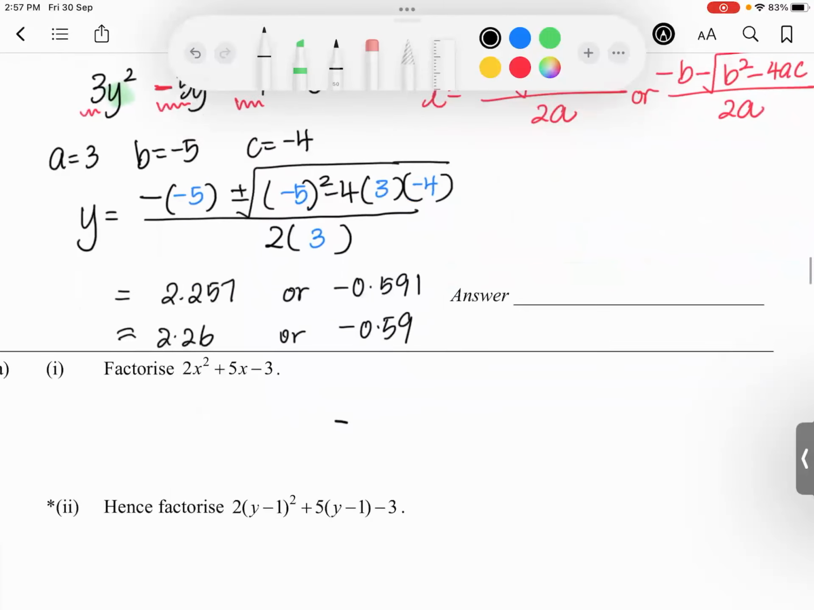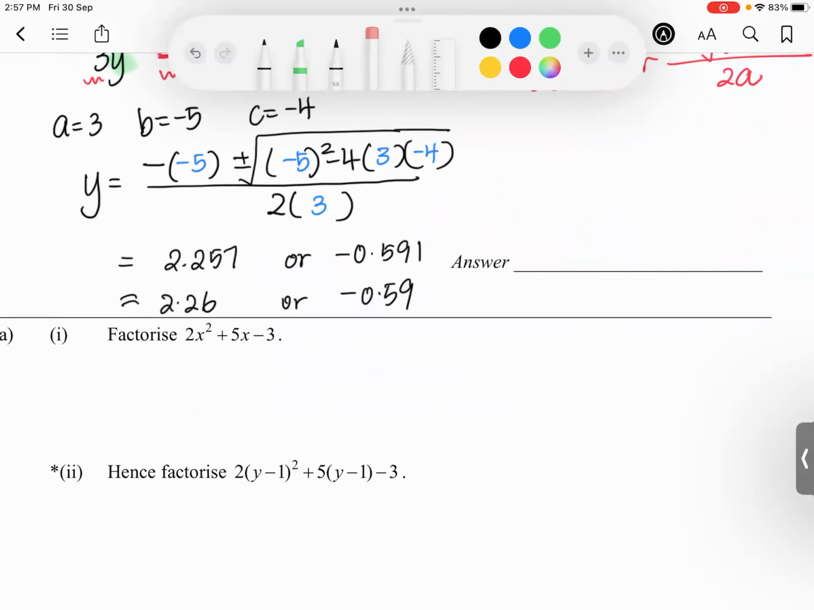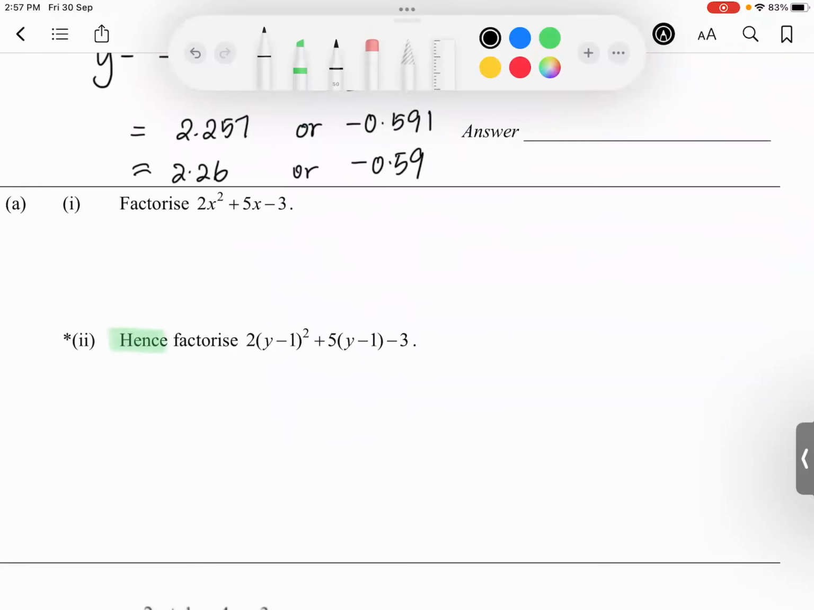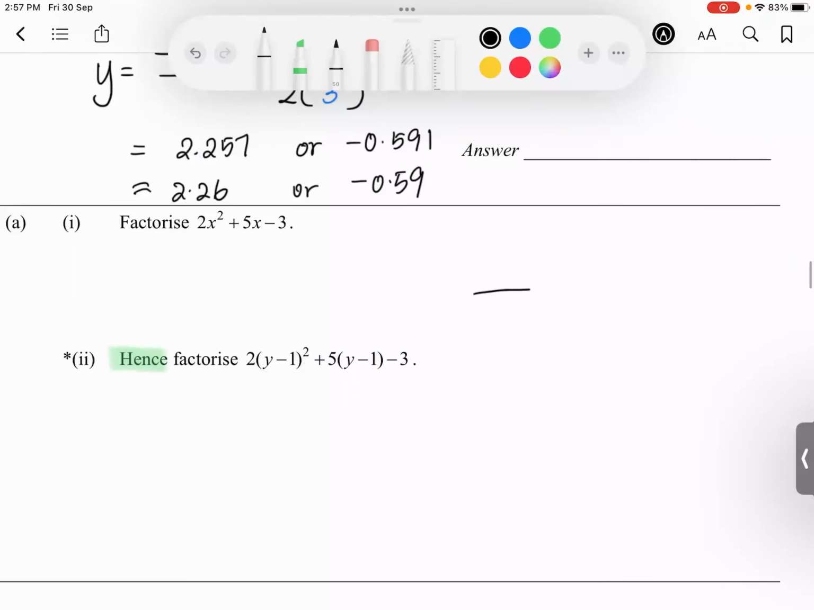Okay, next question: factorize the following and hence factorize. Here I have one keyword, "hence factorize", meaning I have to use this pattern. First, let us factorize this again. It involves 2x squared. I want to get something times something. What times what gives me 2x squared? 2x times x gives me 2x squared.